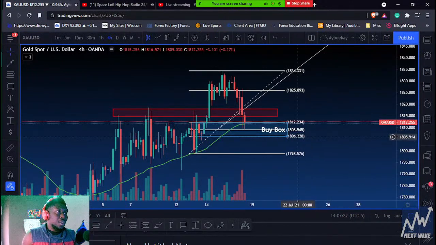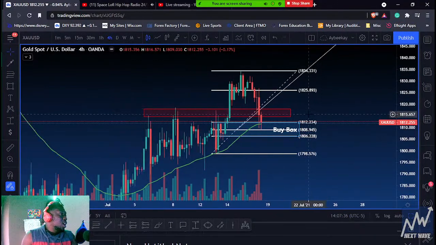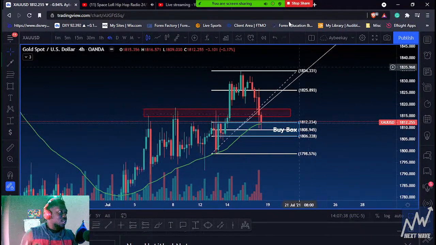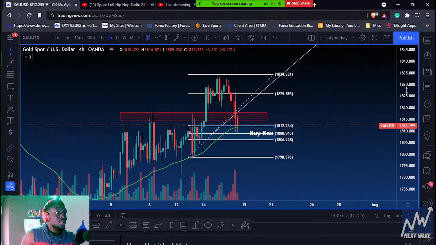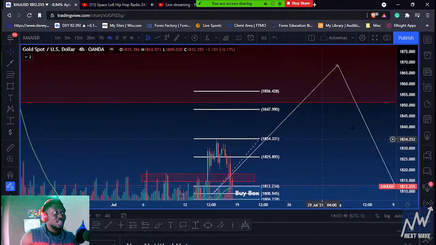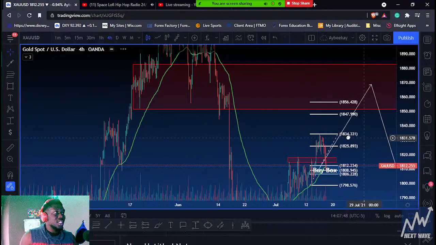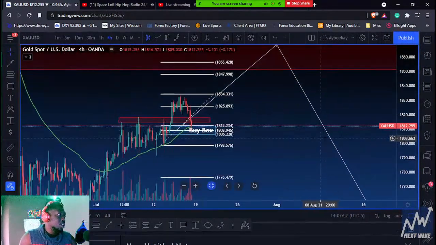Obviously, the best entry for this would be at 1806, but price hasn't even gotten there yet. And if price doesn't get there, then, I mean, there you go. The price might just take off from right here, go to 1856. The extension is literally inside the sell box. So this looks like a pretty good move to me, in my honest opinion.